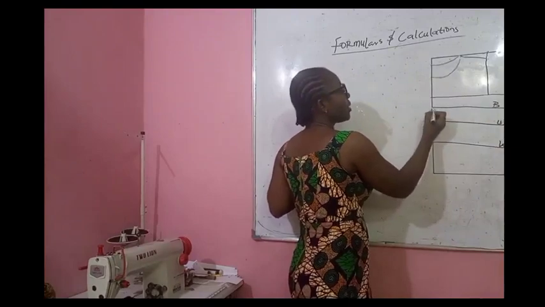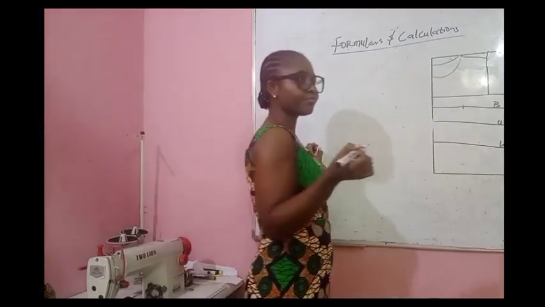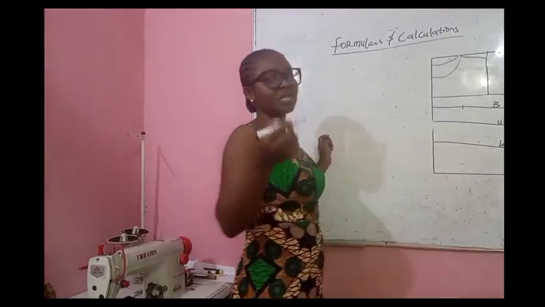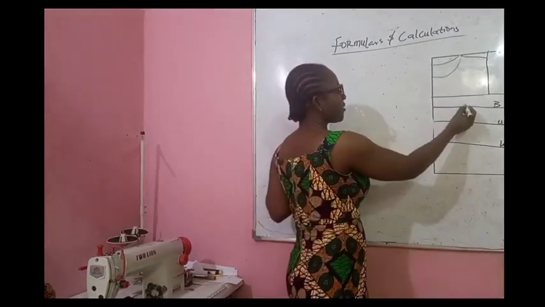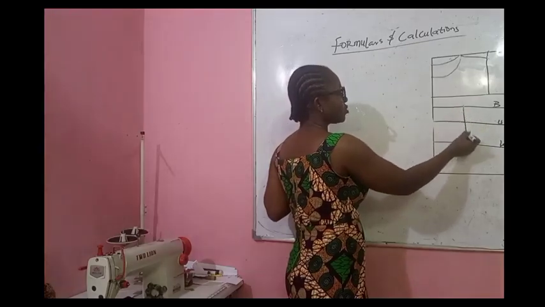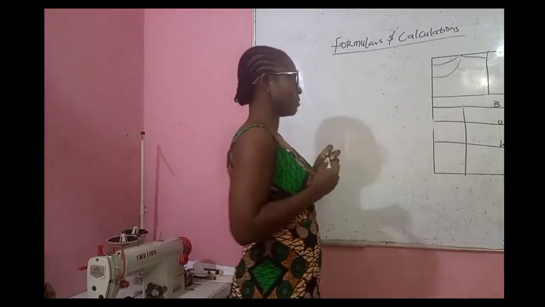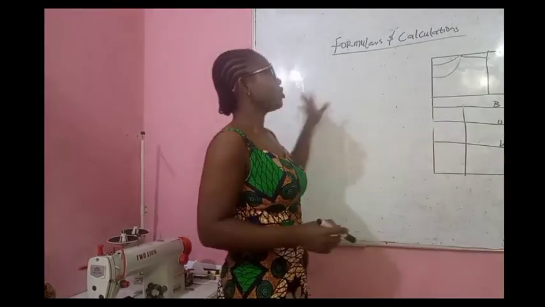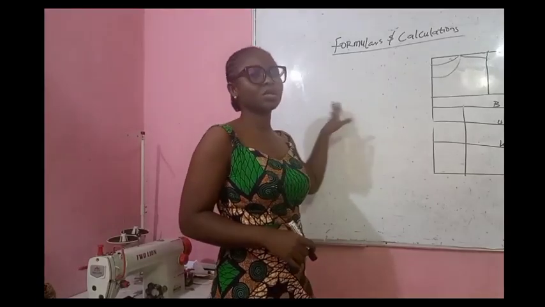So from the bust point, we're going to measure our bust span divided by 2, which is going to give us 3.75. Okay, so it is already divided, 3.75. We're going to mark it straight down, and that is it. So we're going to move on to another measurement that we may be needing calculations to get.